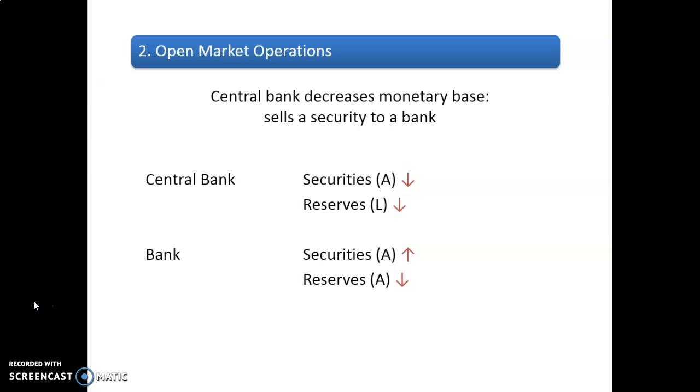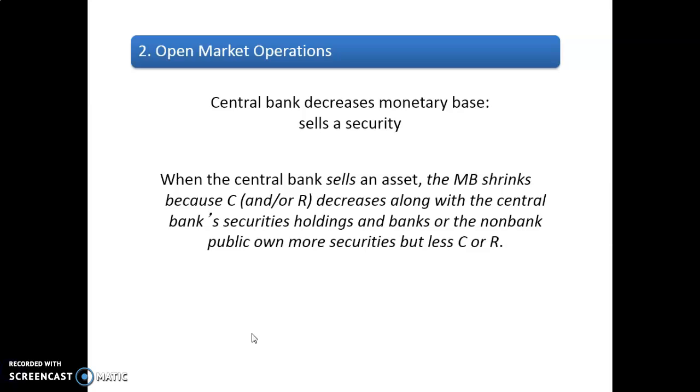In that case, it would sell securities and take cash out of circulation. So for the central bank, it decreased its securities. It also decreased the reserves that it owes the commercial bank. For the commercial bank, it gained securities, but its reserves decreased. So when the central bank sells an asset like a security, the monetary base shrinks because currency and/or reserves decrease along with the central bank's securities holdings, and banks or the non-bank public own more securities but less cash or reserves.